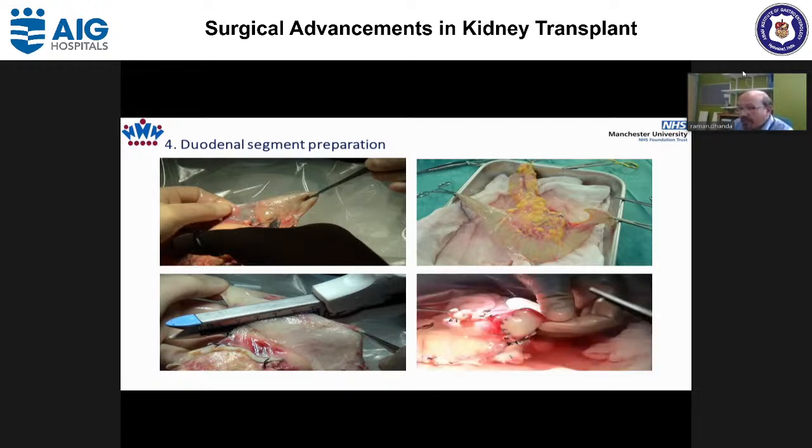You can use either 3-0 Prolene or PDS. It's entirely your wish. Whether you want to do it continuous or interrupted, again, it's entirely your wish.